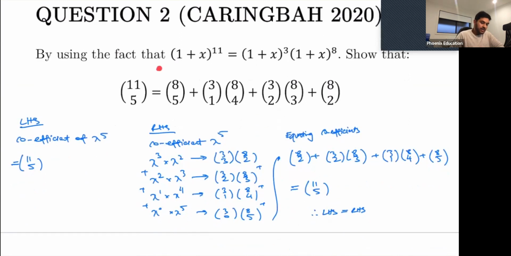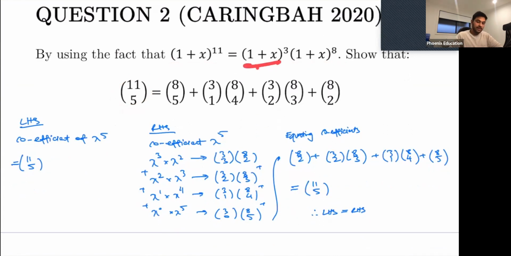So pretty much in this question, what they're asking you to do is to figure out the coefficient of x to the power of 5. Now, for the left-hand side, the x to the power of 5 term is just given by 11c5, but on the right-hand side, we need to basically expand all this and expand all of this. And when we do, there'll be multiple terms that multiply together to give x to the power of 5.